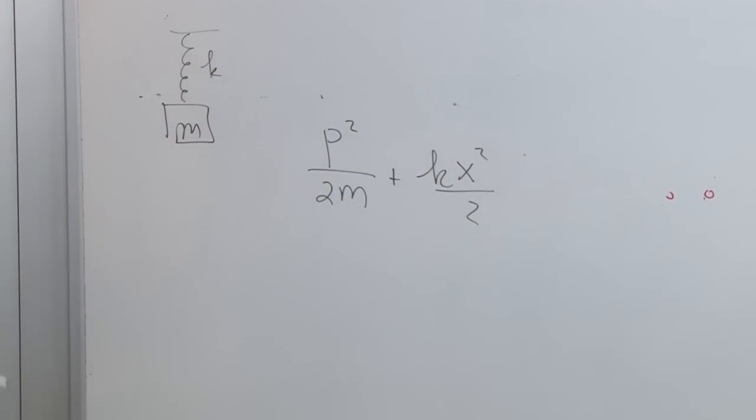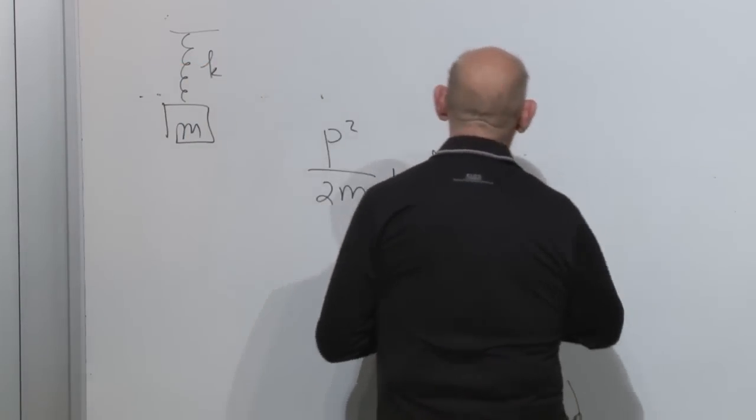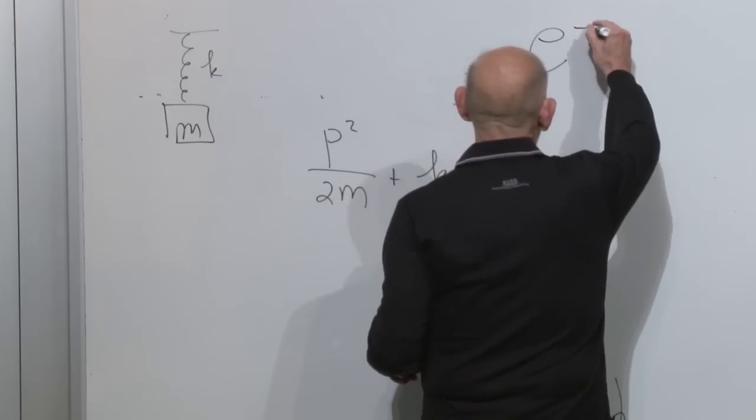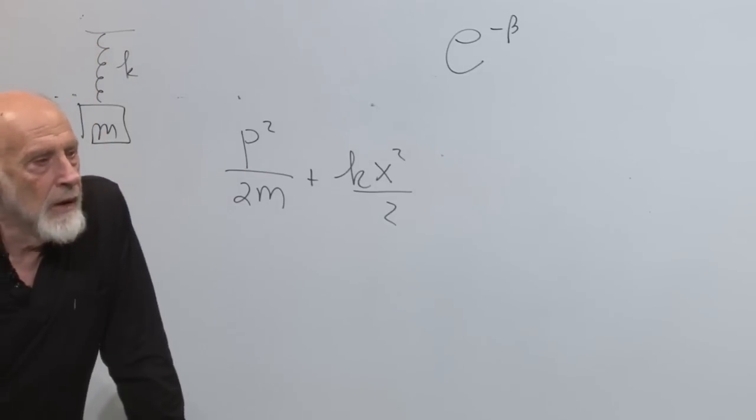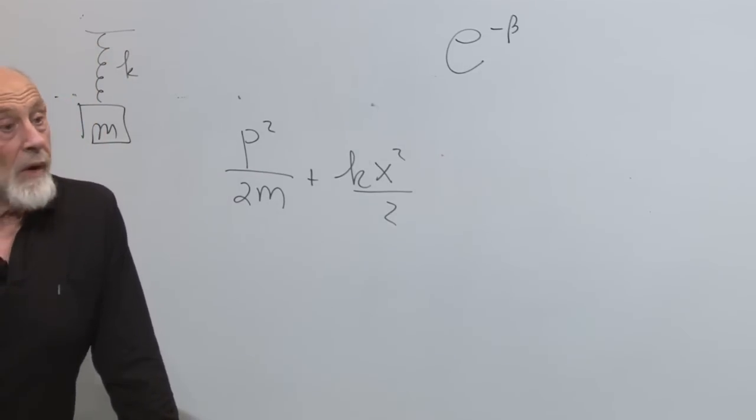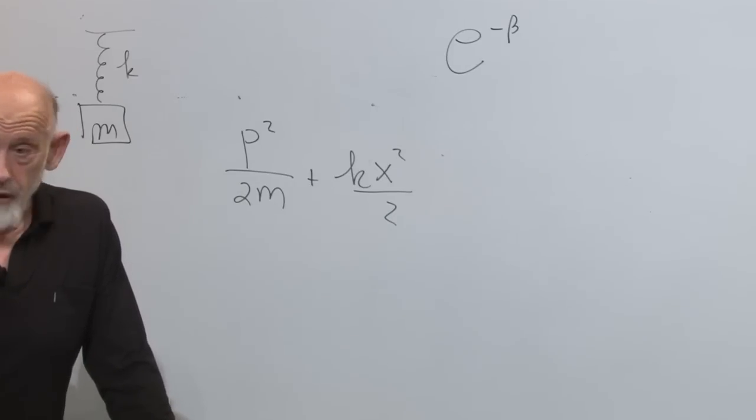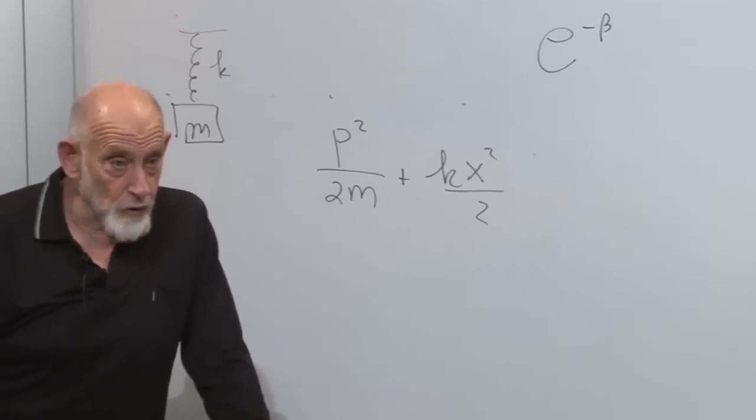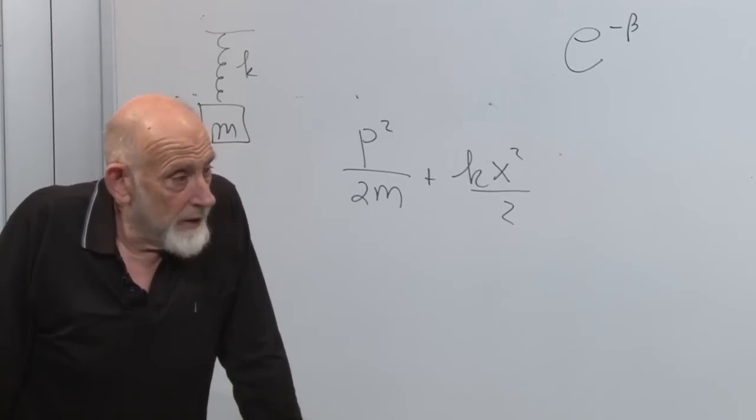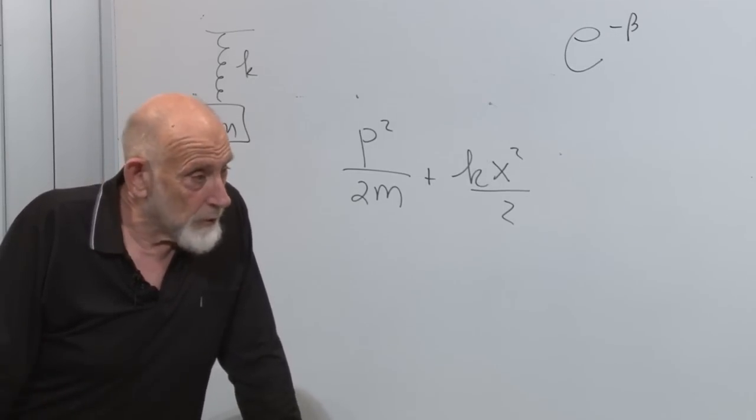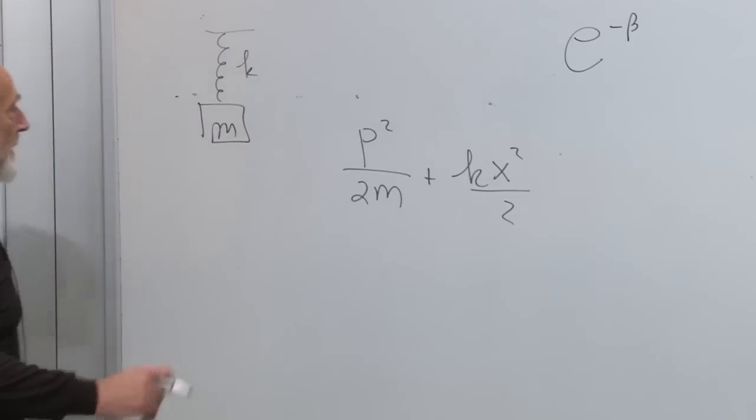And now we want to write the Boltzmann distribution for this system here. And that's e to the minus beta. Beta is the inverse temperature. Now, what determines the temperature? The heat bath that it's immersed in. So if the oscillator was in this room, it would be 300 degrees. If it was in liquid helium, it would be 3 degrees, 4 degrees, whatever. If it was in the middle of the sun, it would evaporate and it wouldn't be there. But you know what I mean.